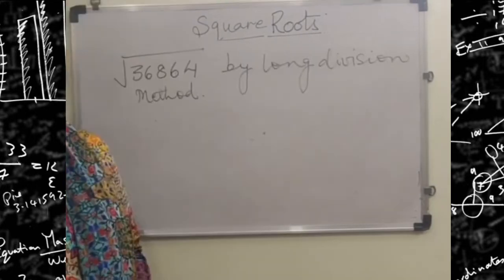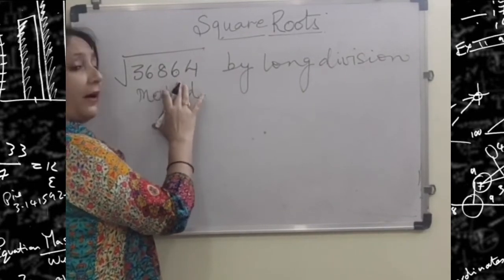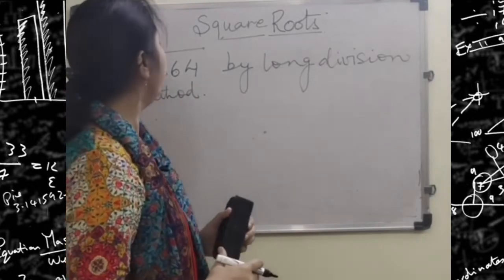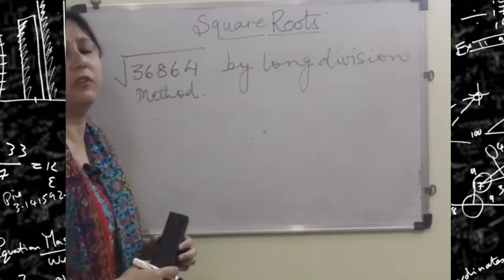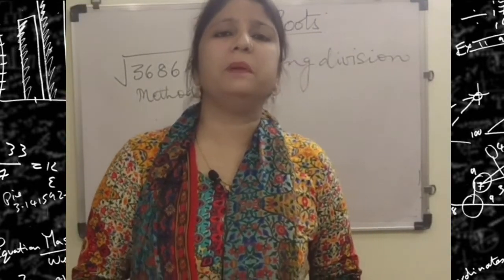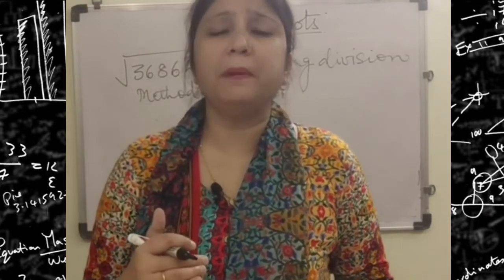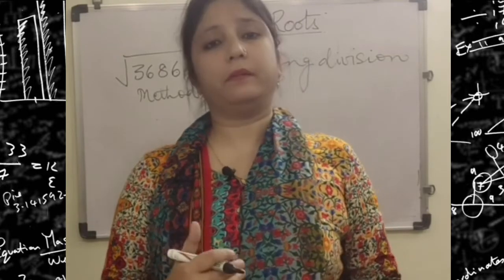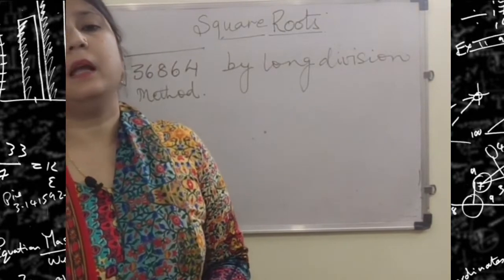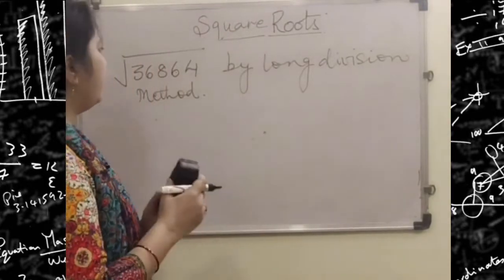Now children, I have taken a random question where you have to find square root of 36,864 by long division method. This method takes time, so that you will be habitual of doing this. You need more and more practice of long division method as comparison to prime factorization method. Let's begin with the working.